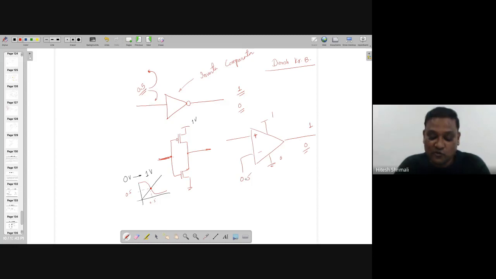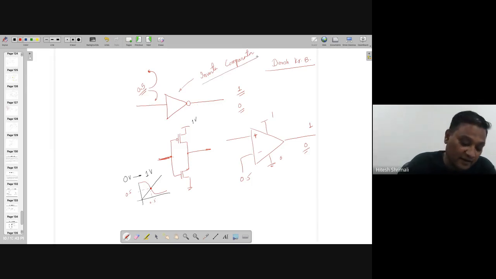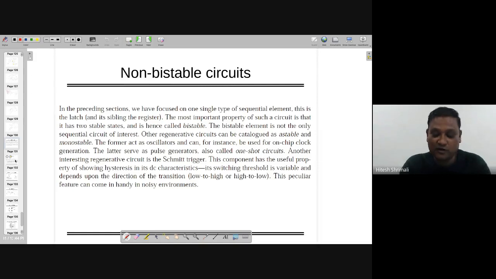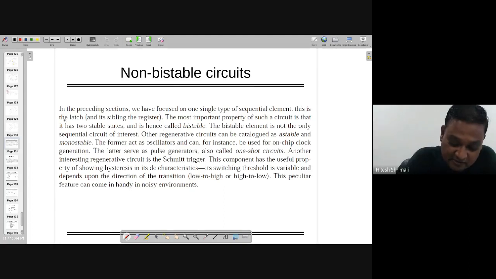So this was a very quick observation, and using that you can make a system which is going to act as a comparator, right? So using all this, let's look at what Rabaey's book is saying. It's a circuit with a sequential element. This is the latch, which is also the sibling of the register. The most important property of such a circuit is that it has two stable states, and hence is known as the bistable, as we know. The bistable element is not the only sequential circuit of interest; there are other regenerative circuits.